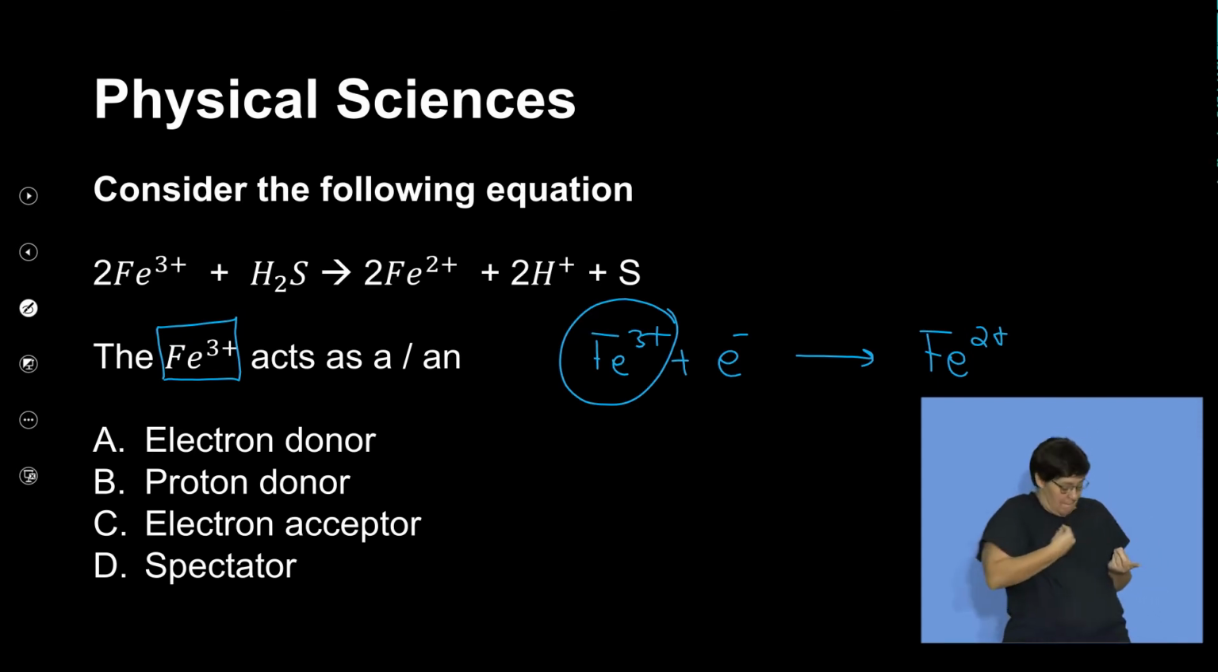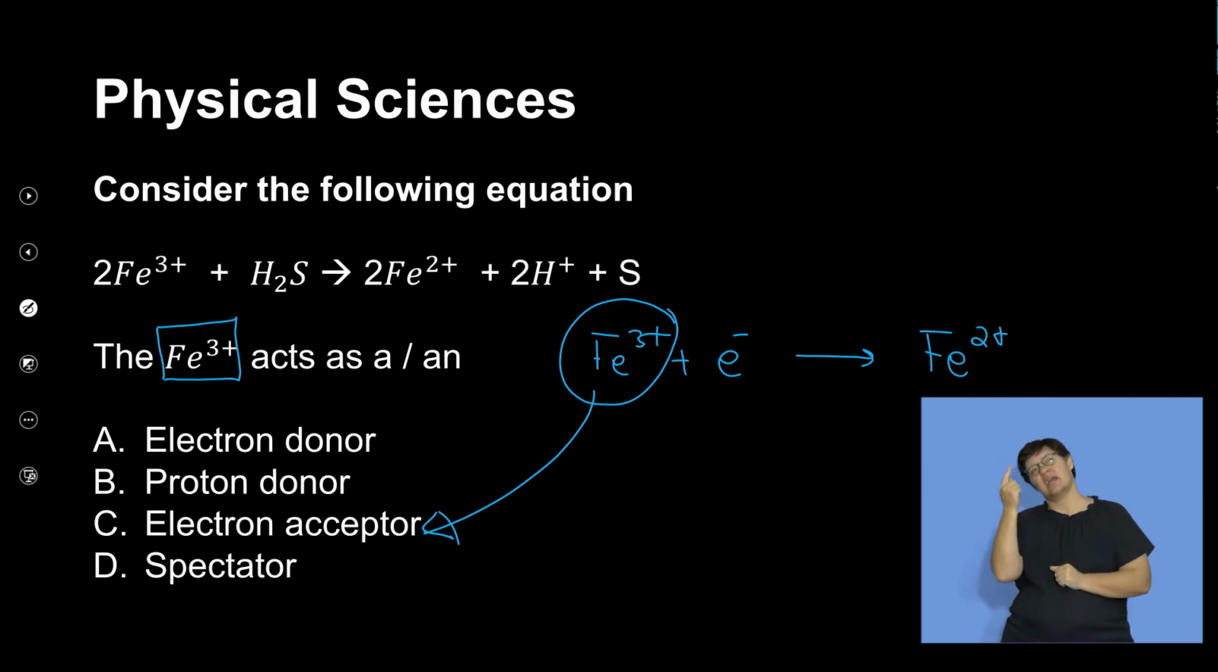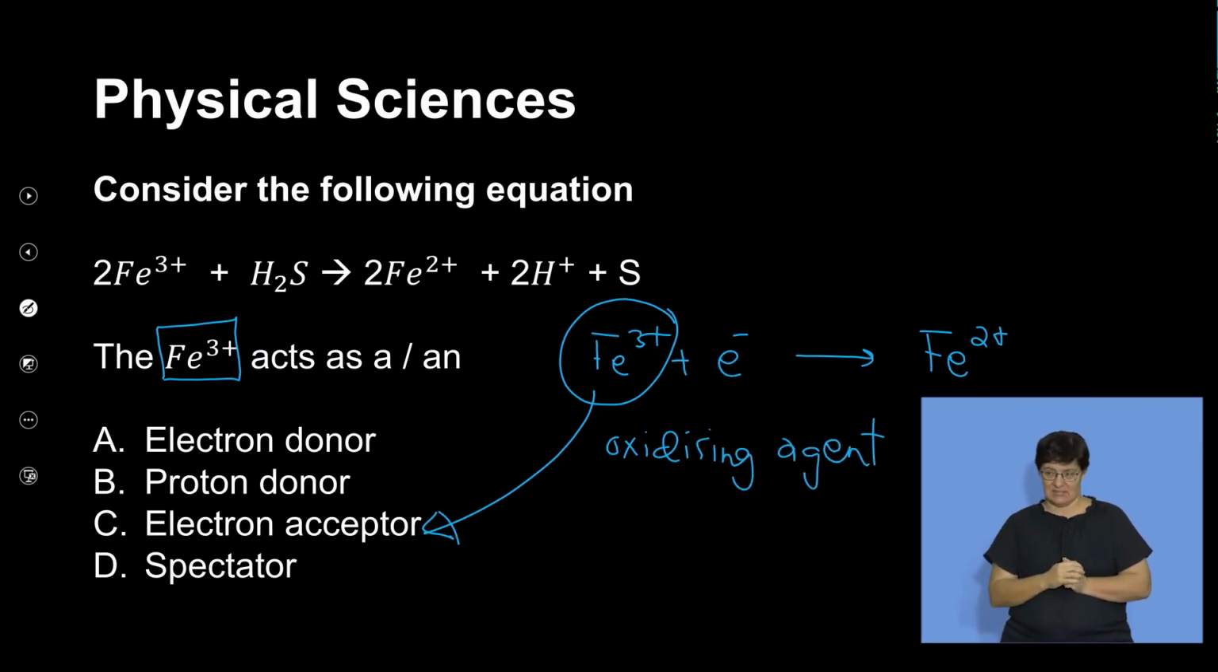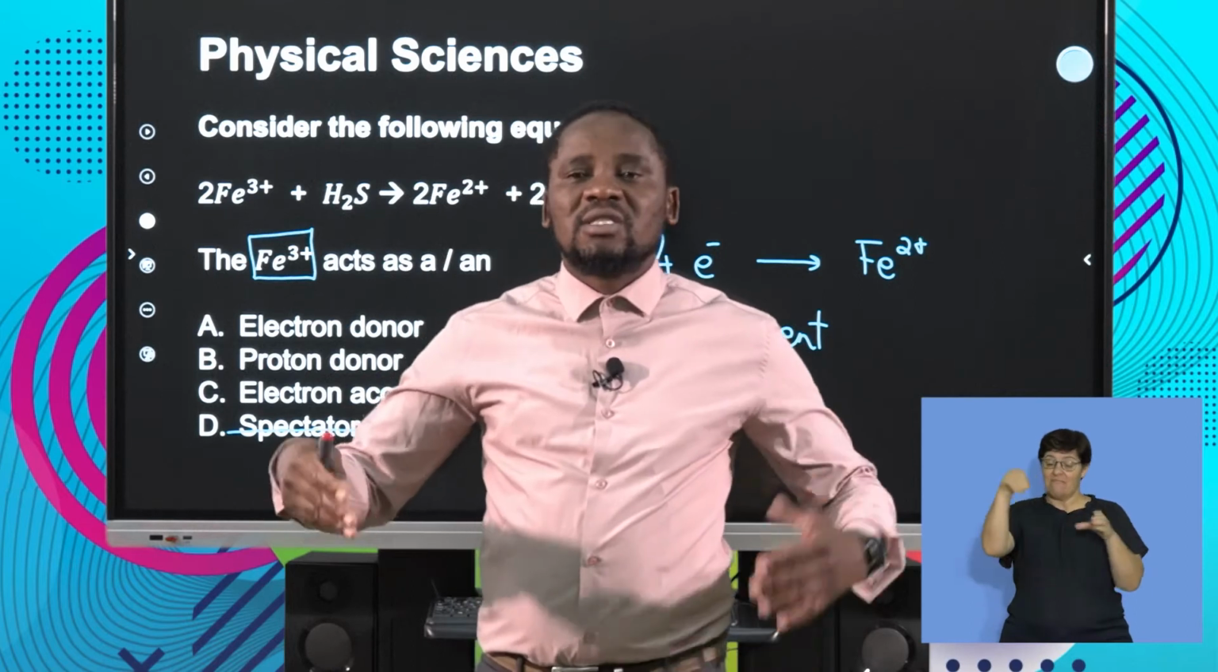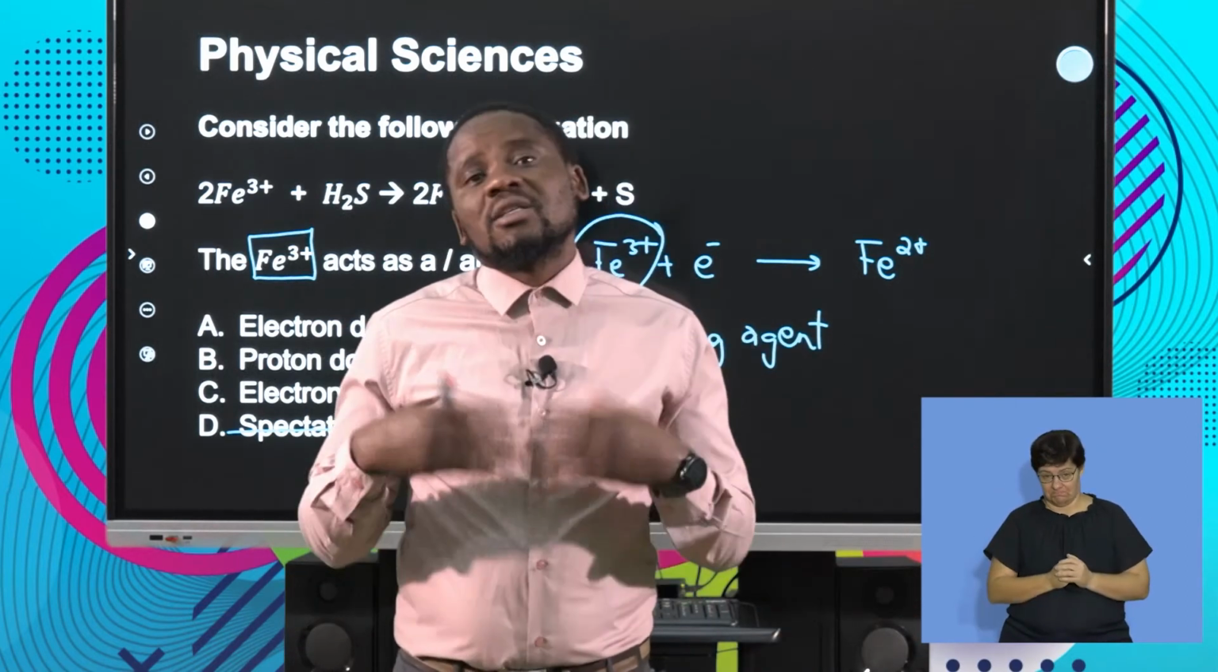Now, it goes back again to the terminology. The one that accepts electrons, in this case, is what is happening to iron 3. So in other words, we can think of iron 3 as an oxidizing agent. So the role of iron in this case is that it is an oxidizing agent. And an oxidizing agent, in terms of the electron transfer, is actually an electron acceptor, right? So it's neither a spectator. What is a spectator? Again, remember, a spectator is those species that are not involved at all in the transfer of electrons.